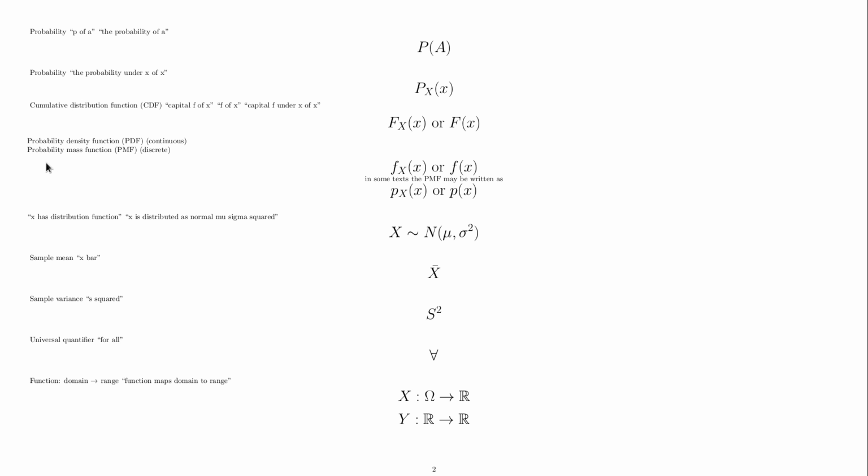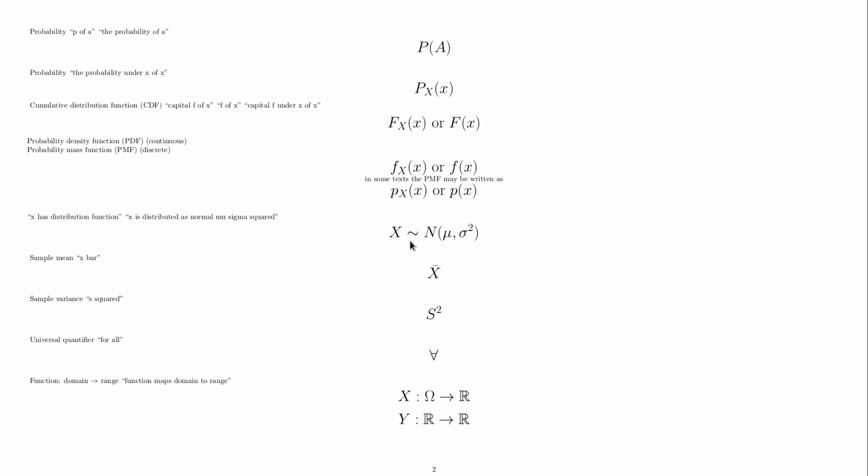All right. Next, we have the probability density function, or the PDF, and this is for continuous random variables. We also have the probability mass function, or the PMF, which is for discrete random variables, and I'll talk about the difference between continuous and discrete a little bit later. The actual notation that I will use for both of these is little f under x of x, or just little f of x. And sometimes you might see this written as little p under x of x, or just little p of x.